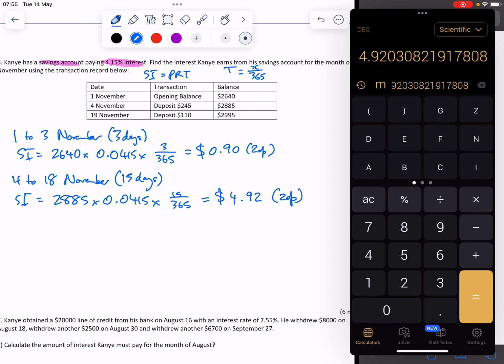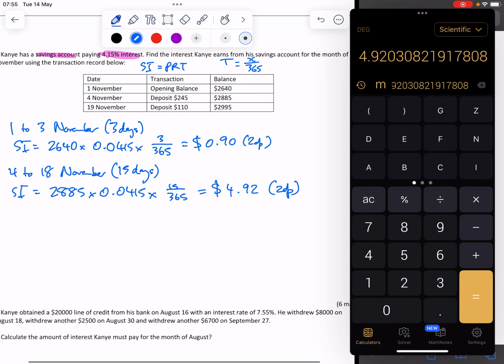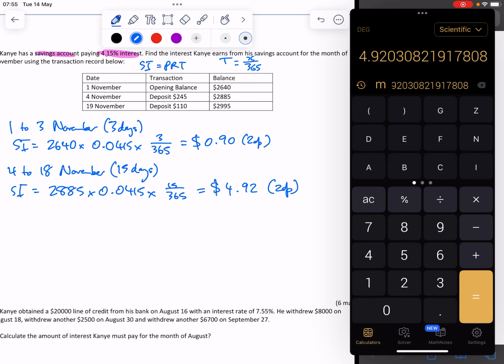November is a how many day month? January, February, March, April, May, June, July, August, September, October, November. November's between two knuckles, so it's a 30-day month. Count the days: 19, 20, 21, 22, 23, 24, 25, 26, 27, 28, 29, 30. That's 12 days.